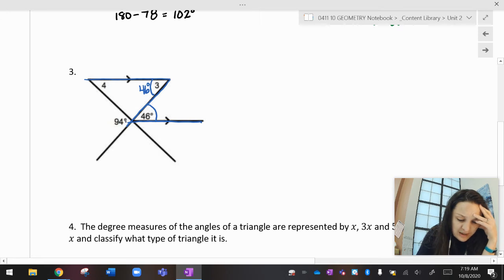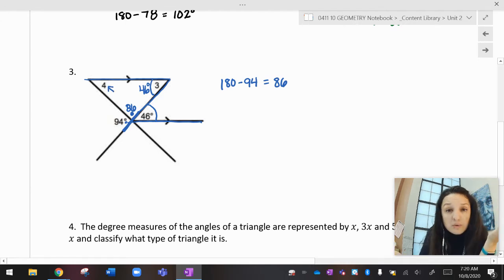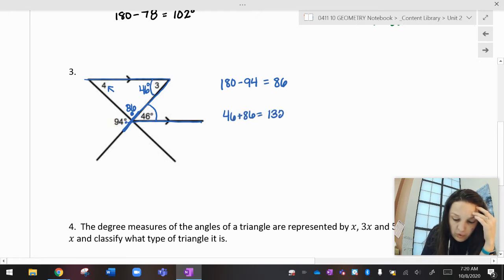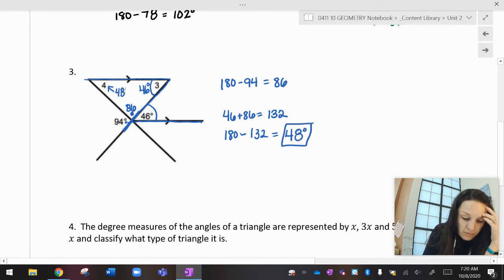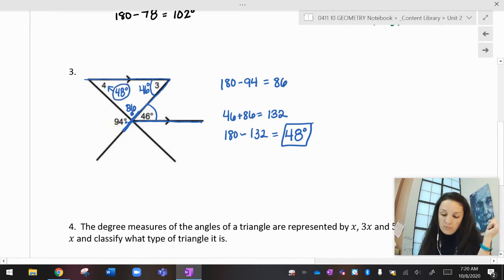What else do I see? I see this 94 is next to this thing, and they form a straight line. That's a linear pair. So 180 take away 94 is going to be, what, 86? So this is 86. And then finally, if I want angle 4, I have 2 of the 3 angles of a triangle. They all have to add to 180. 46 plus 86 is going to be 132. And then 180, take away 132, is going to be 48. And that's angle 4. There you go.